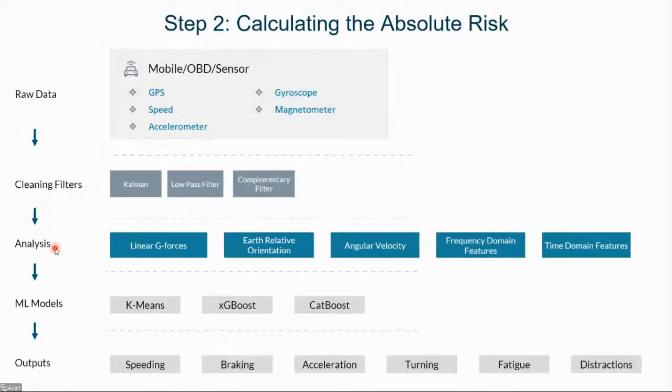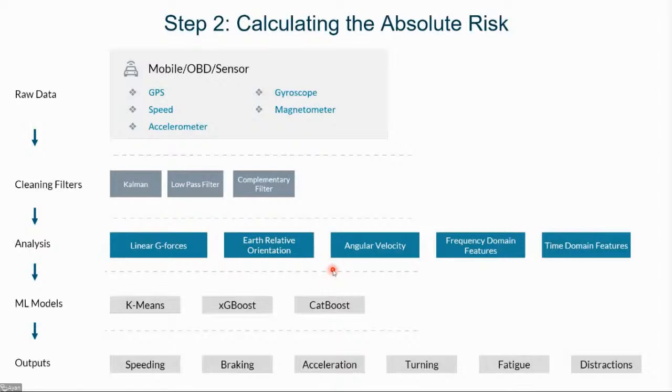Now, once we filter the data, we move to the next stage. The next step in this analysis is basically again creating some features from the clean data. So we create features like the linear g-forces that a smartphone has observed, and angular velocity, and also we calculate features in the time domain and the frequency domain to get a better understanding both with respect to time and frequency. So apart from this, one more very important step is related to orientation.